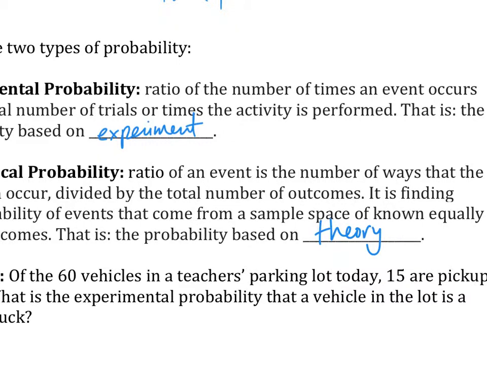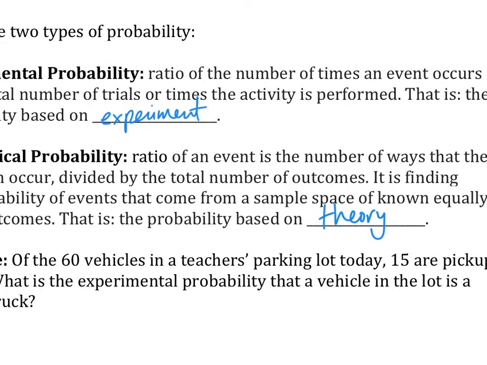So theoretical probability is 50%. My probability is 1 out of 20. Does that make sense? So the experimental for me was 1 out of 20. In theory, I should get 10 out of 20, but that didn't happen. Okay, so that's the difference.